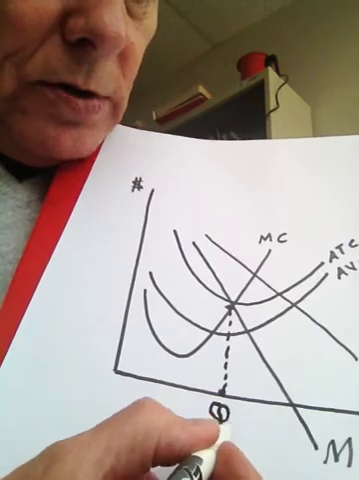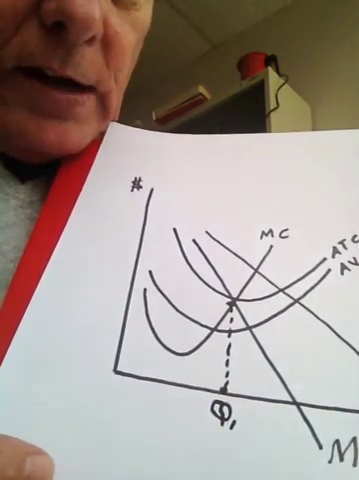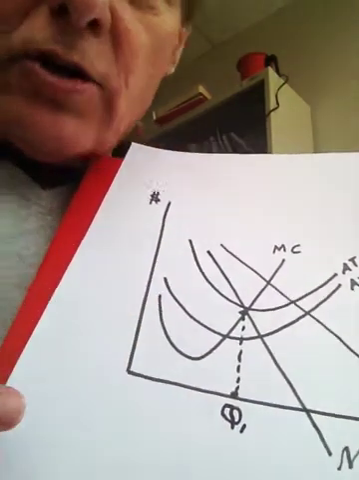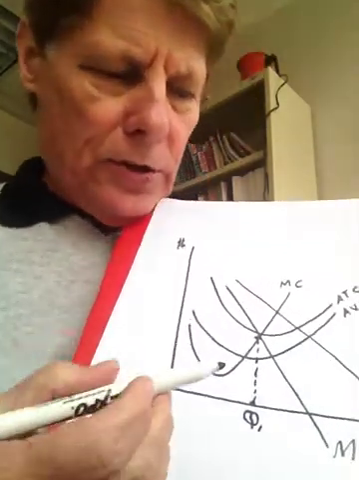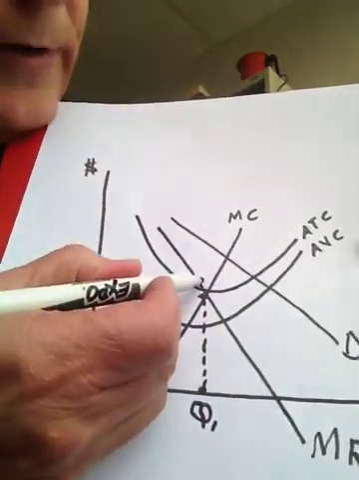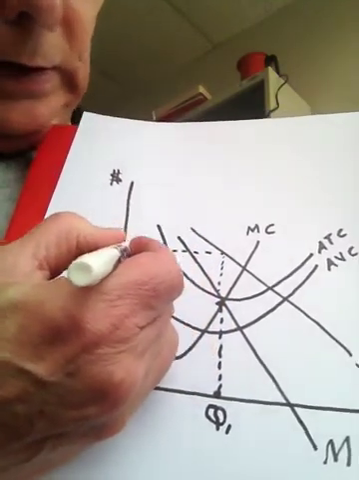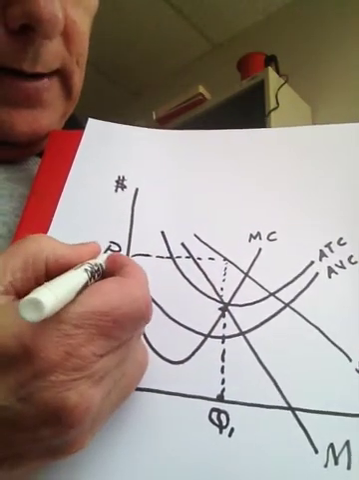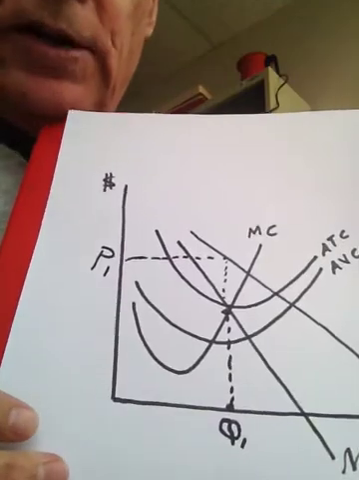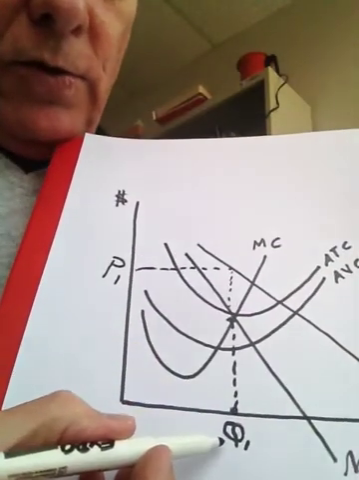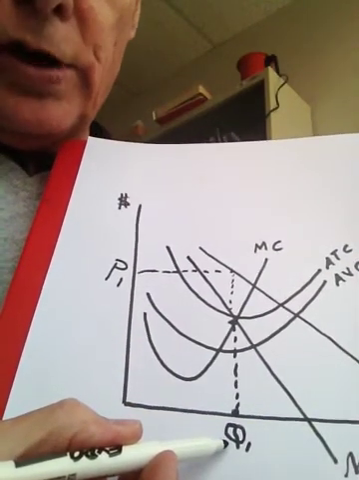So here is going to be the profit maximizing quantity. Call it Q sub 1. But how many is the firm going to produce? They're going to charge the highest price possible consistent with selling Q sub 1. So they'll draw the line all the way up to the demand curve and over, and they will charge this price, P sub 1. So they will charge P sub 1 in order to sell Q sub 1 at the highest price possible.